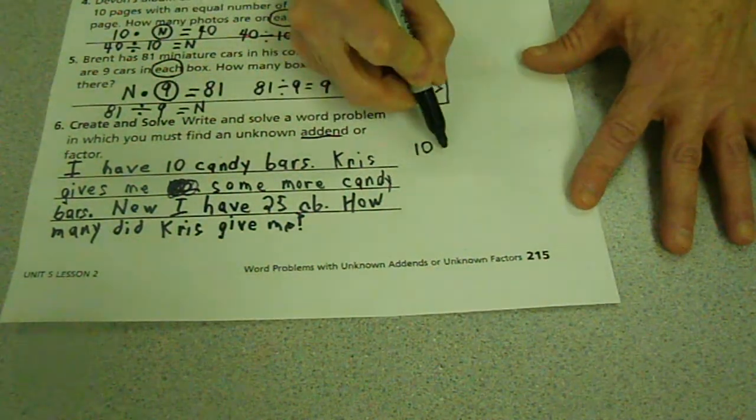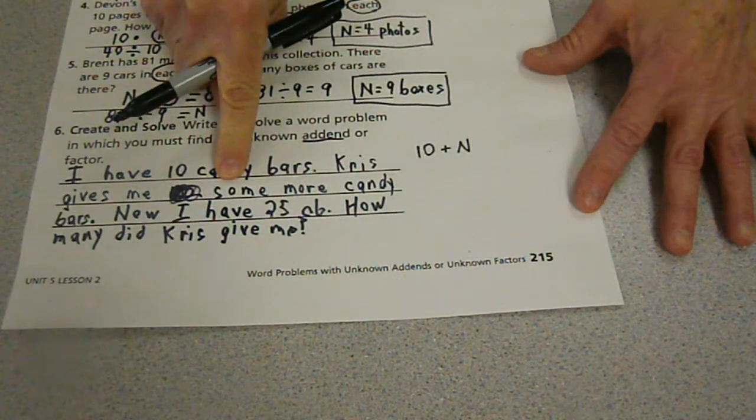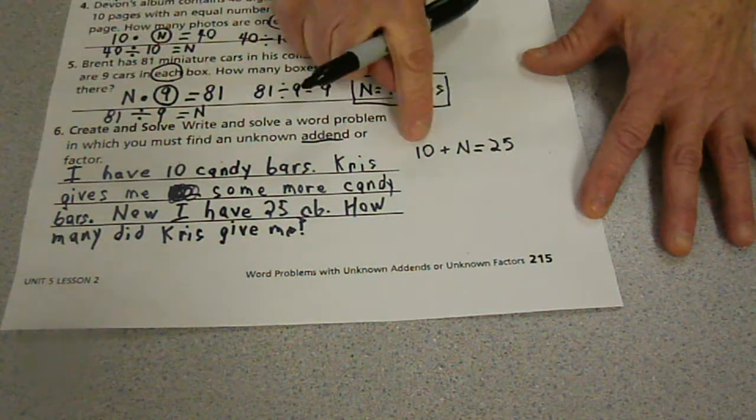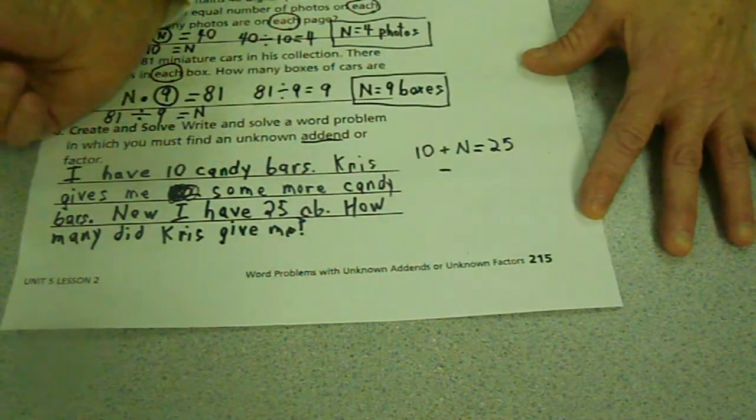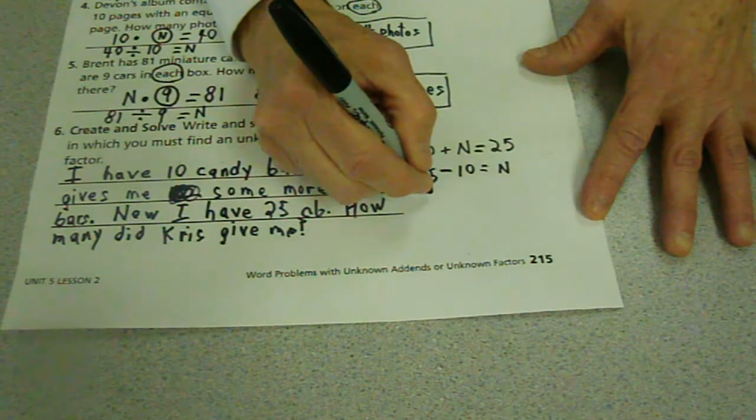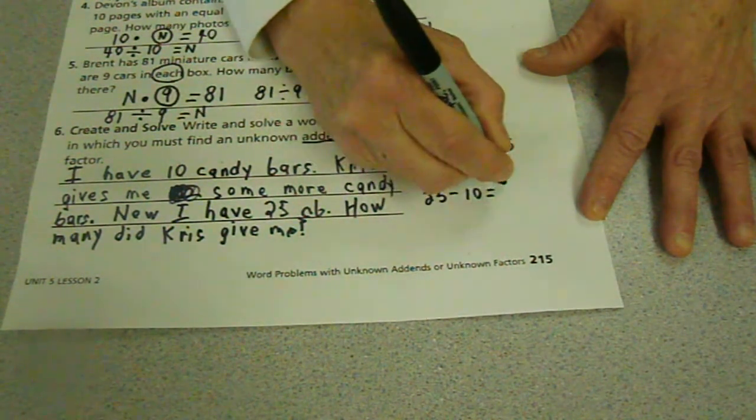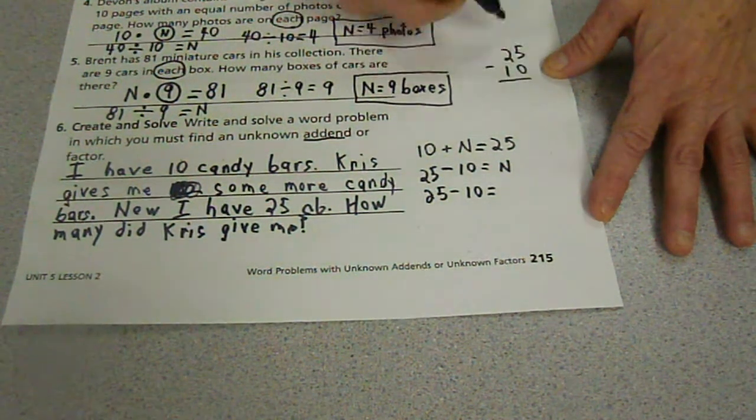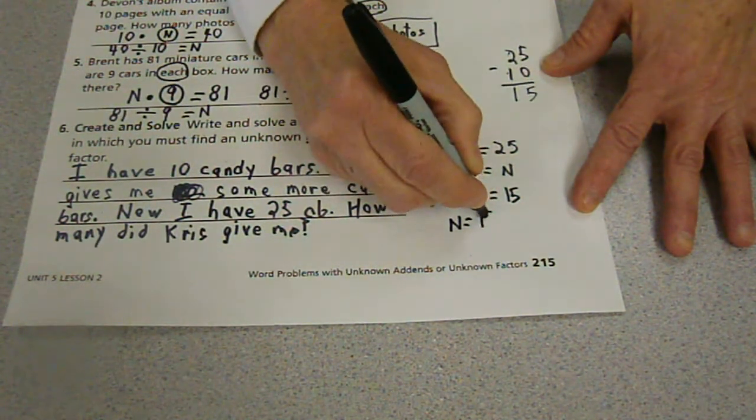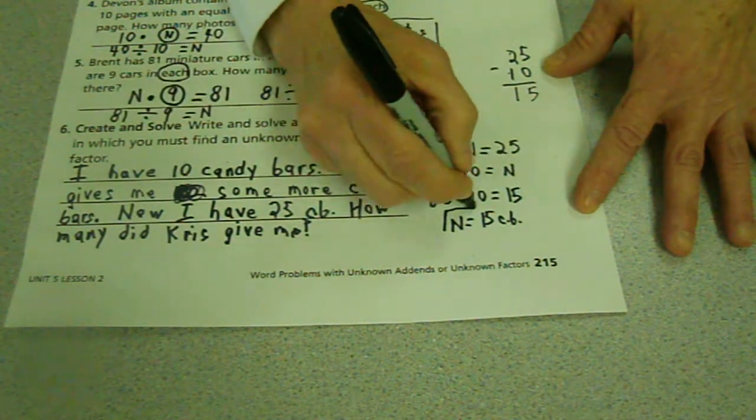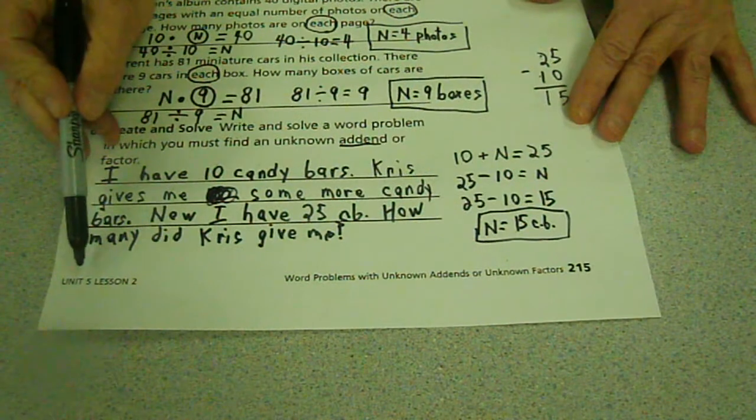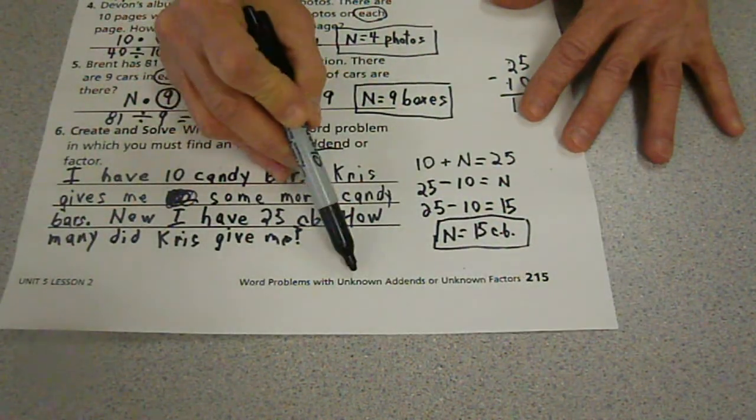Then Chris gives me some more, so if I get them, that's add. I don't know how many Chris gave me because the sum doesn't tell me. But now that I have Chris's and I count my candy bars, I have 25. I'm missing an addend, so I do the opposite operation, which would be minus. My big number comes first, so 25 minus 10 equals n. 25 minus 10 equals, okay, let's put it up here, 25 minus 10, 5 minus 0 is 5, 2 minus 1 is 1, equals 15. N equals 15, and I'm going to put CB for candy bars. And I box my answer. And that is the end of Unit 5, Lesson 2, Word Problems with Unknown Addends or Unknown Factors.